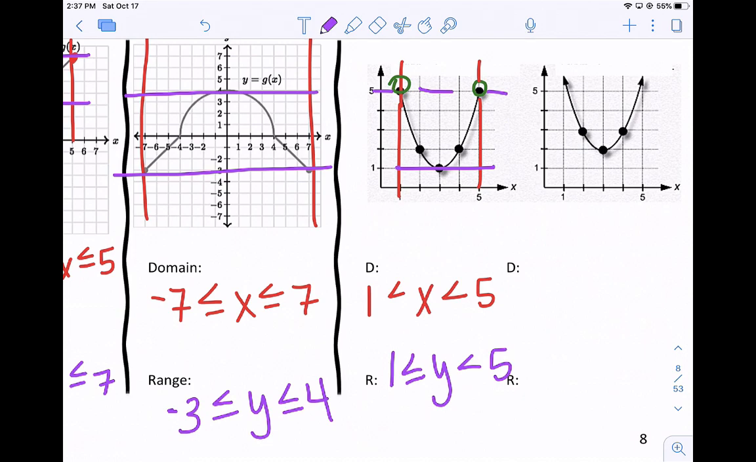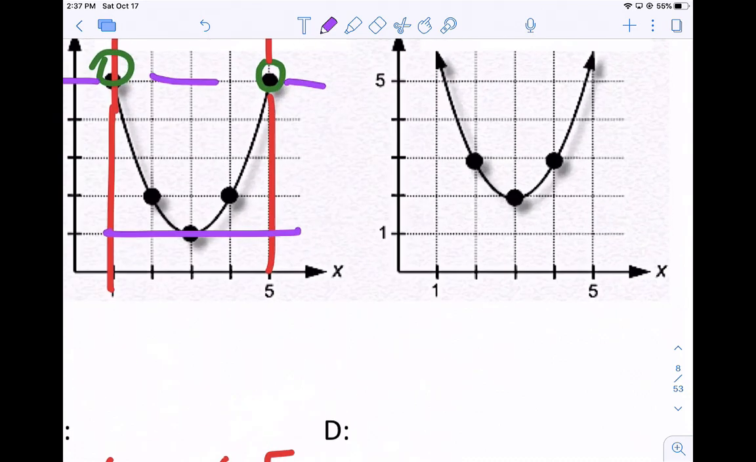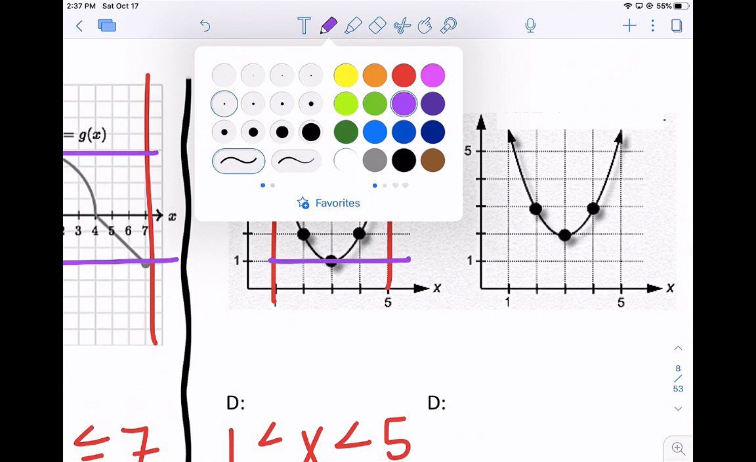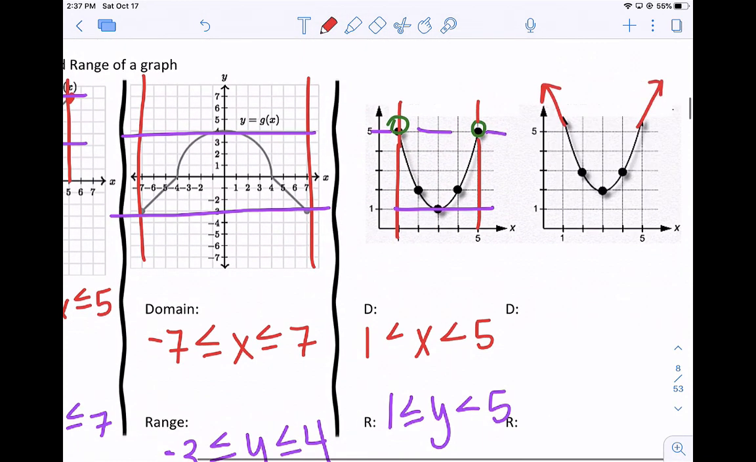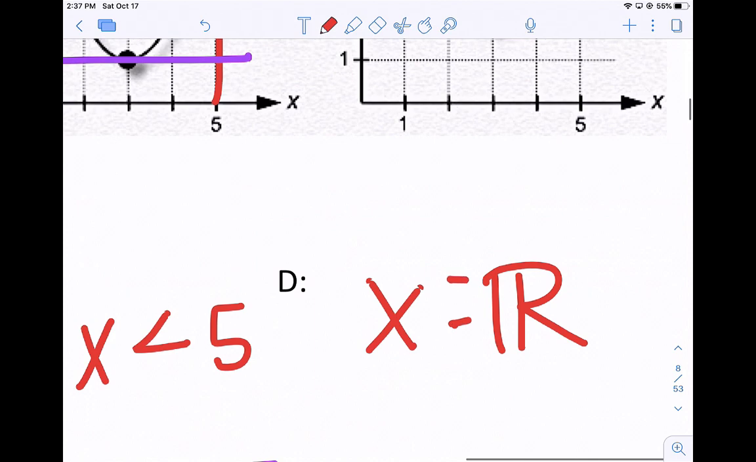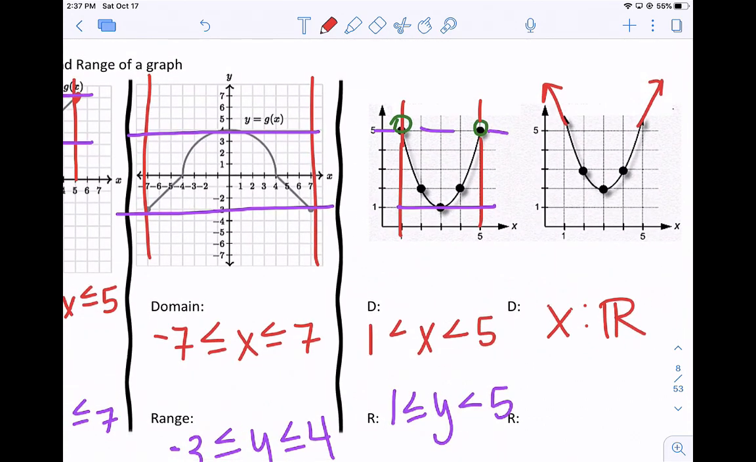Okay, and then we looked at situations on Monday. What happens if there's an arrow and your graph keeps going? So for this one, our domain is how far left and how far right. Notice there's an arrow, so it does keep going all the way left and all the way right. So if it hits every value of x, we say that our domain is all real numbers. So I put a colon, but you could put an equal sign too. I'll put the colon there. All right, so all real numbers just means it keeps going forever in both directions. So all negative numbers, all positive numbers, anything on the number line, it would hit.